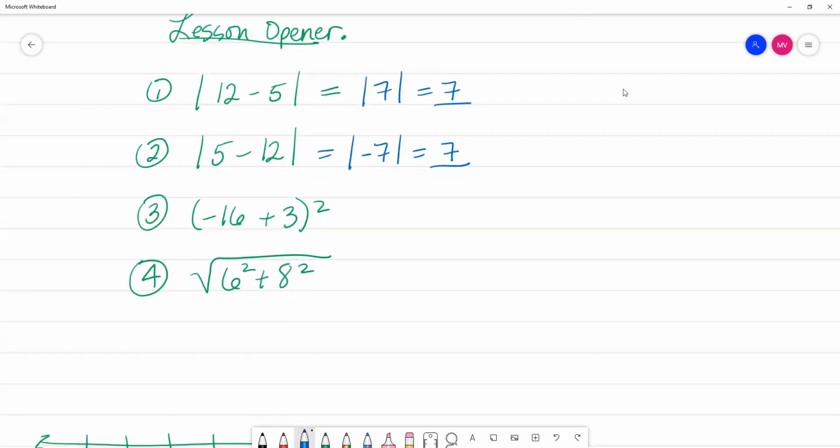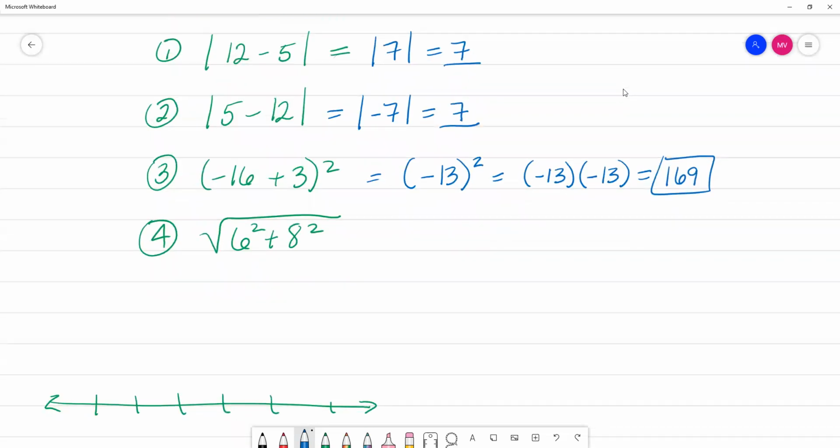Okay, so for number 3, again, we're still talking about order of operations. And in this case, you must solve inside the parentheses before you do exponents. That's why with PEMDAS, we have parentheses, then exponents, then multiplication, division, and then addition and subtraction. So this would be the square of negative 16 plus 3, which gives us a negative 13 squared. And when you do that, you find that any negative multiplied times another negative is a positive. So this gives you a positive 169.